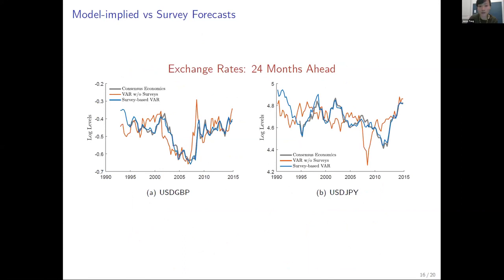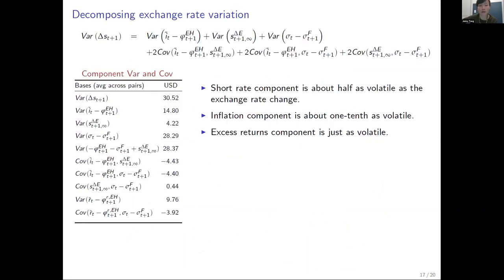So using these estimates, we can calculate the components from our decomposition, and we can examine a few things that have been examined in past literature. Here I'm showing the results of a reduced form decomposition of the variance of quarterly exchange rate changes among our different subcomponents. This is the average of these variances and covariances across different currencies against the US dollar. We see that the short rate component is about half as volatile as the exchange rate change itself.